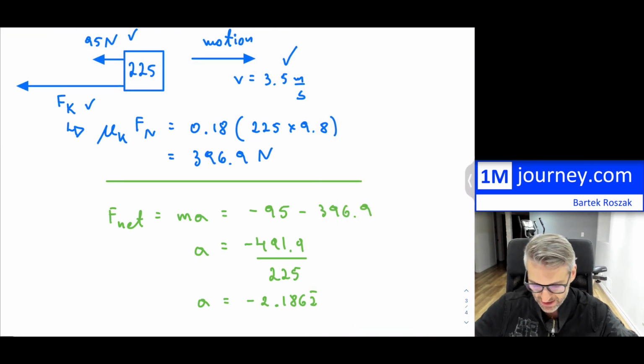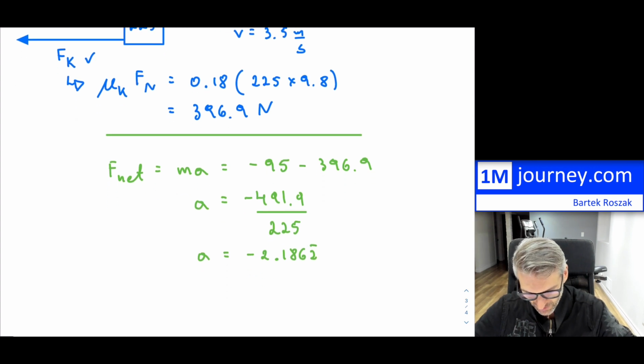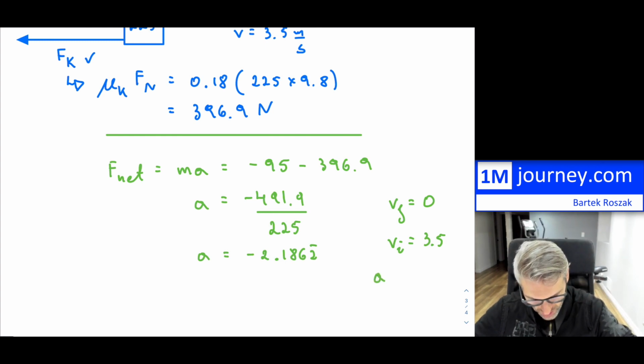So now that we have the acceleration, why would I need that? Well, they're asking me what's the distance before it stops. So you can do one of two things. If you have your acceleration, please don't forget that your V final is 0, right? Your V initial was 3.5 meters per second. So by the definition, your average acceleration throughout would have been the change in V over the change in the time.